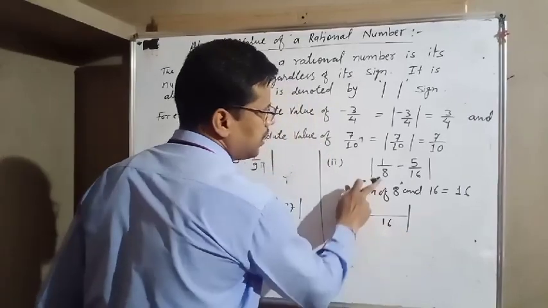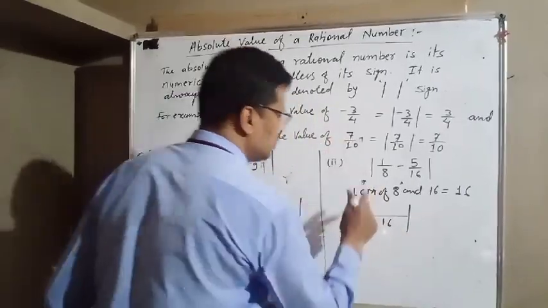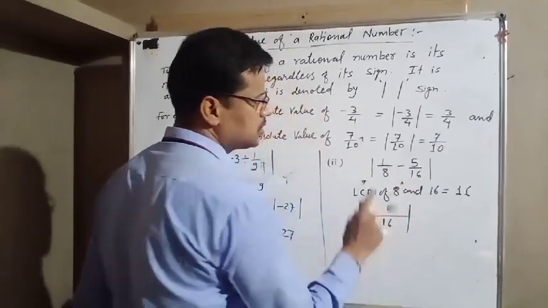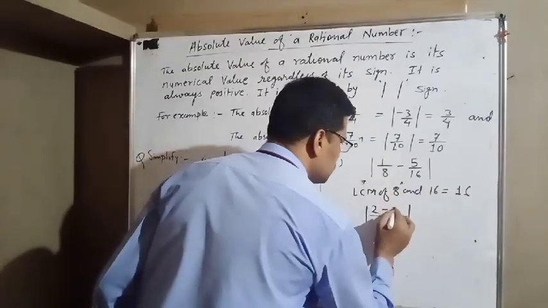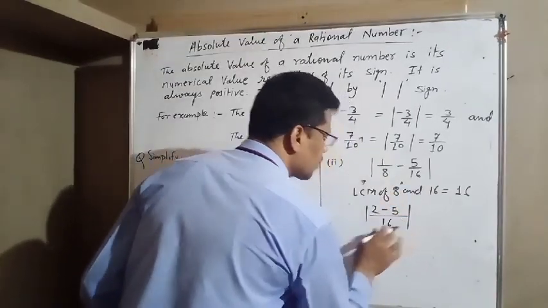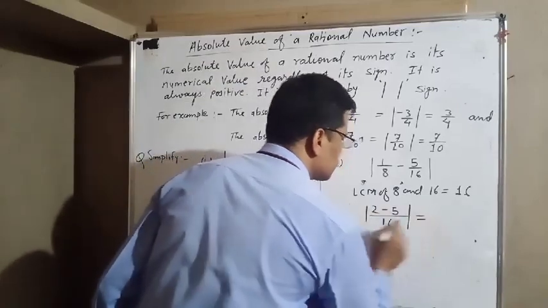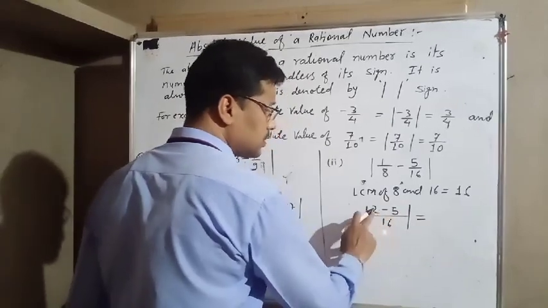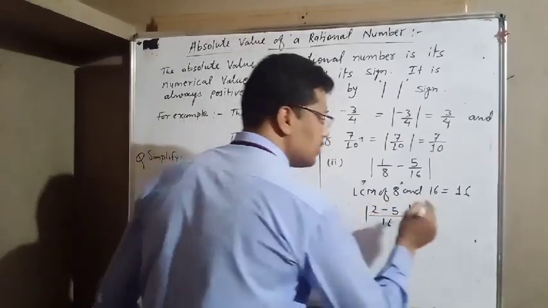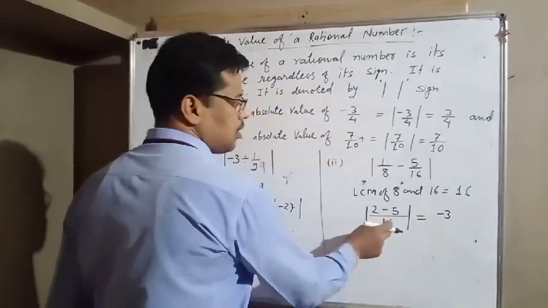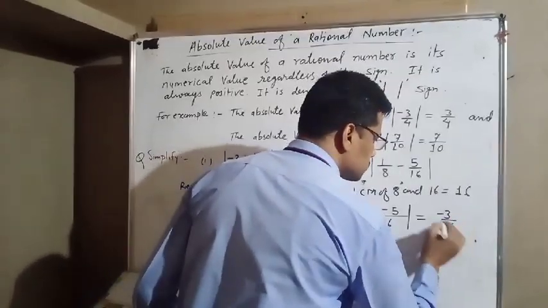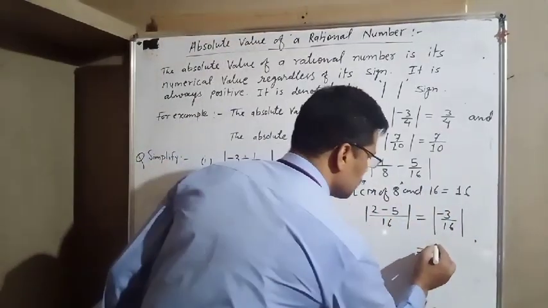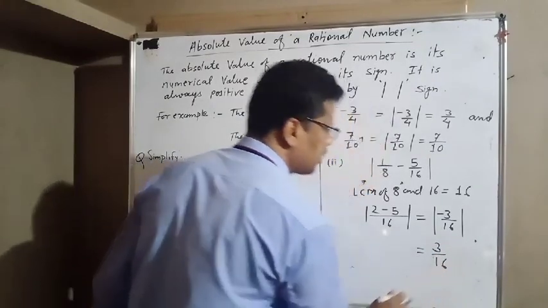Now the LCM is 16. This 16 divided by 8 gives 2. The minus sign will come as it is. Then 16 divided by 16 gives 1, and 1 multiplied by 5 gives 5. Now minus 5 plus 2. We subtract because these two numbers have opposite signs. What do we get here? Minus 3 upon 16. What is the absolute value of minus 3 upon 16? It is 3 upon 16. This is our required answer.